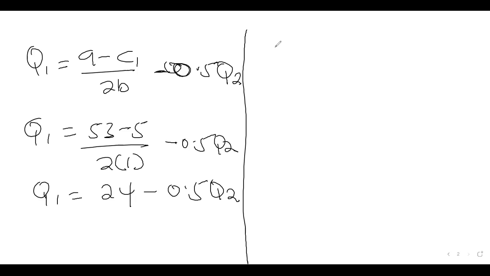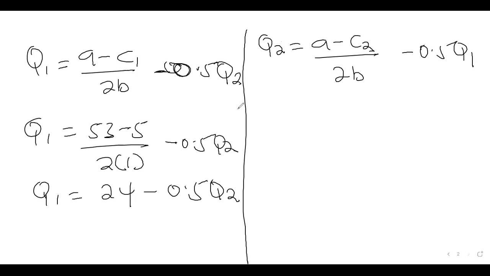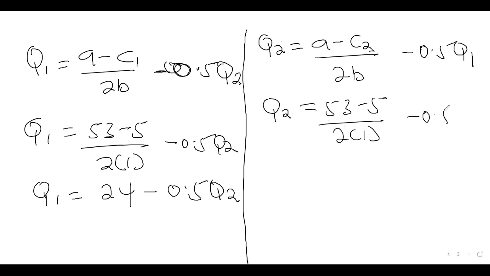Then the reaction function for firm 2 also will be Q2 is equal to (A minus C2) over 2B, minus 0.5 Q1. So when you fix the figures, you have Q2 is equal to 53 minus 5 all over 2 into bracket 1, minus 0.5 Q1. So when you simplify, Q2 is also equal to 24 minus 0.5 Q1. So these are the reaction functions for the two firms.